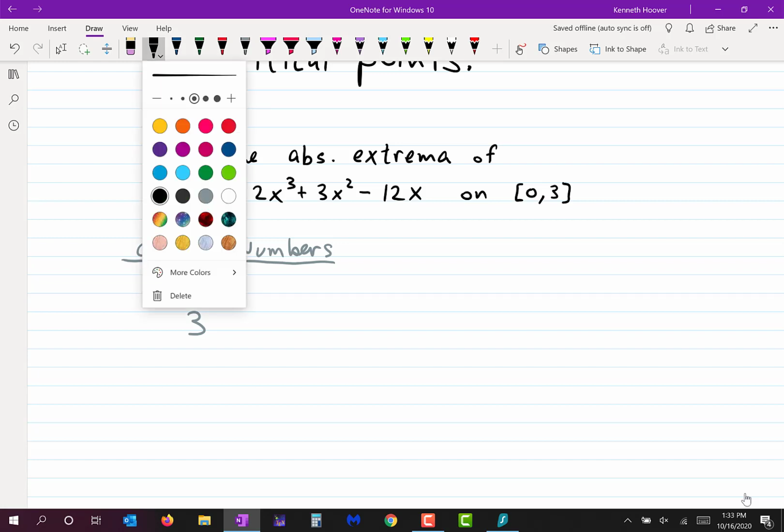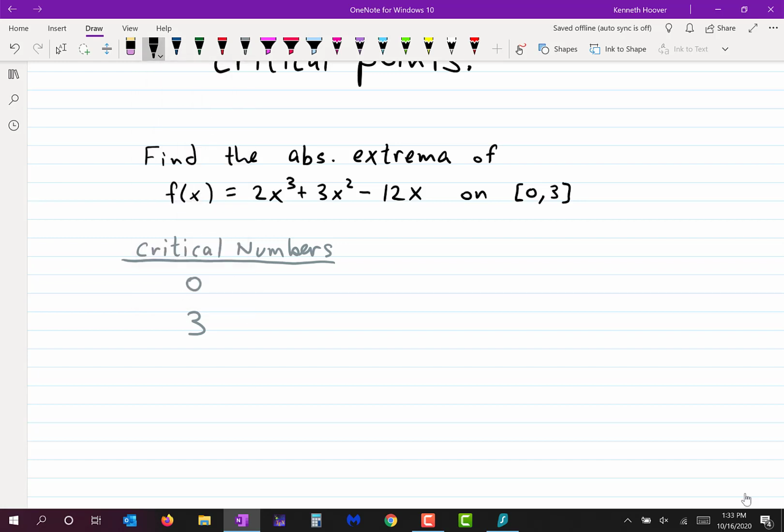Then I find the others, which are where the derivative is 0 or where the derivative doesn't exist. So let's find the derivative. That would be 6x squared plus 6x minus 12. Okay. Is there anywhere that that derivative is non-existent? The answer is no. That derivative is a polynomial and exists everywhere. Next question. Is there anywhere that that derivative is 0? Well, let's just check and see.